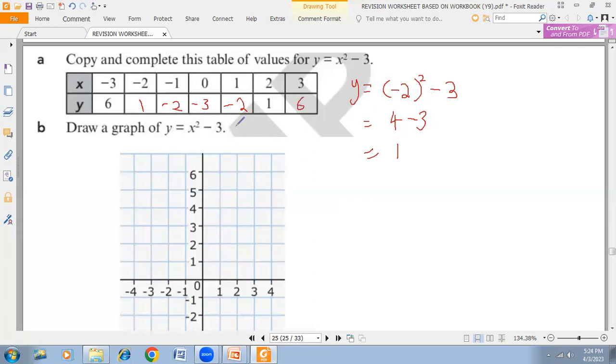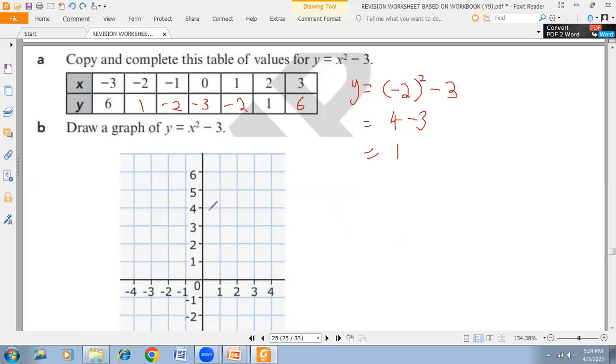So can you see that the numbers repeat? 0 is in the middle. For -1, we got -2. 1 also you got -2. For -2, you got 1. 2 also you got 1. -3 is a 6. 3 is also a 6. If you see, the numbers repeat on both sides. That's why the graph is actually a U shape, because the numbers will repeat on both sides. This number and this number will be the same. That's the concept. It's about the quadratic graph.